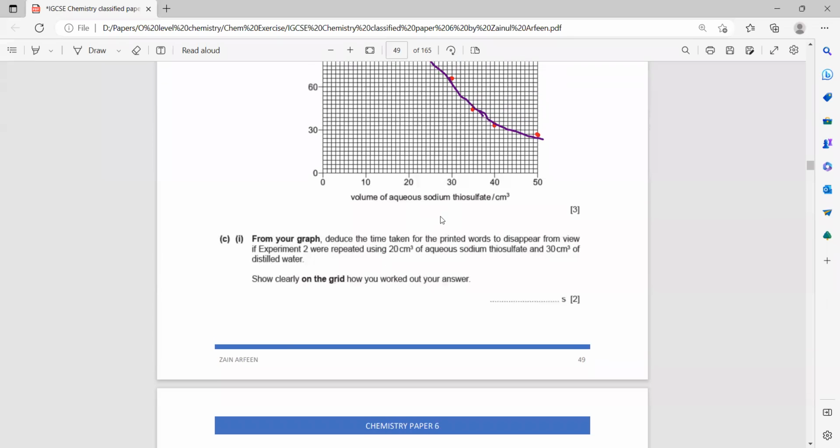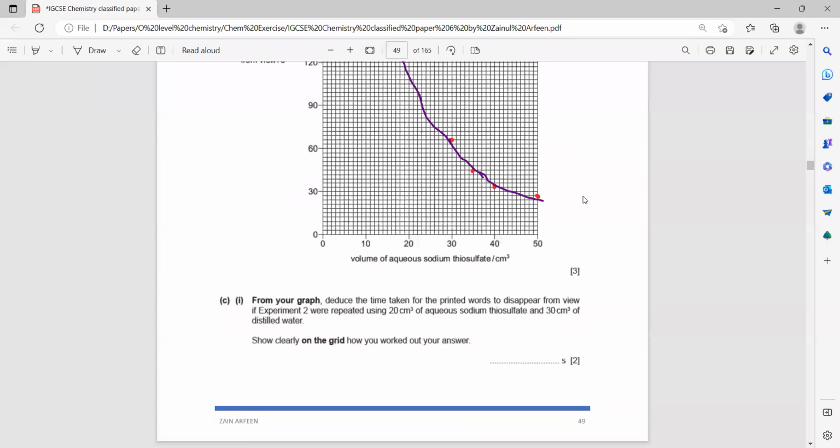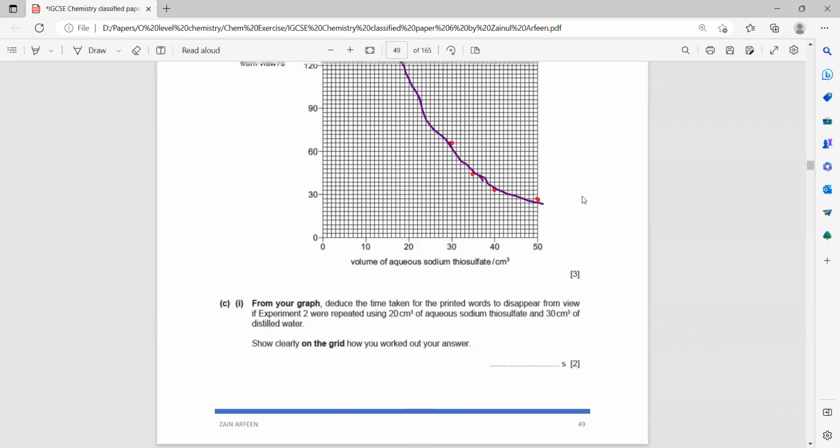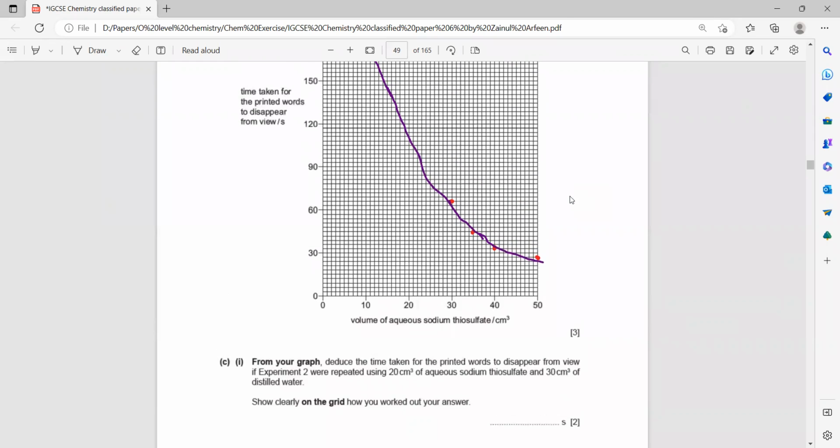The next part: from your graph, find the time for the printed word to disappear from view if experiment 2 was repeated using 20 cm³ of thiosulfate. How can we work out the time if we use 20 cm³ of thiosulfate? We'll draw a line from 20 cm³ of thiosulfate and find the time.